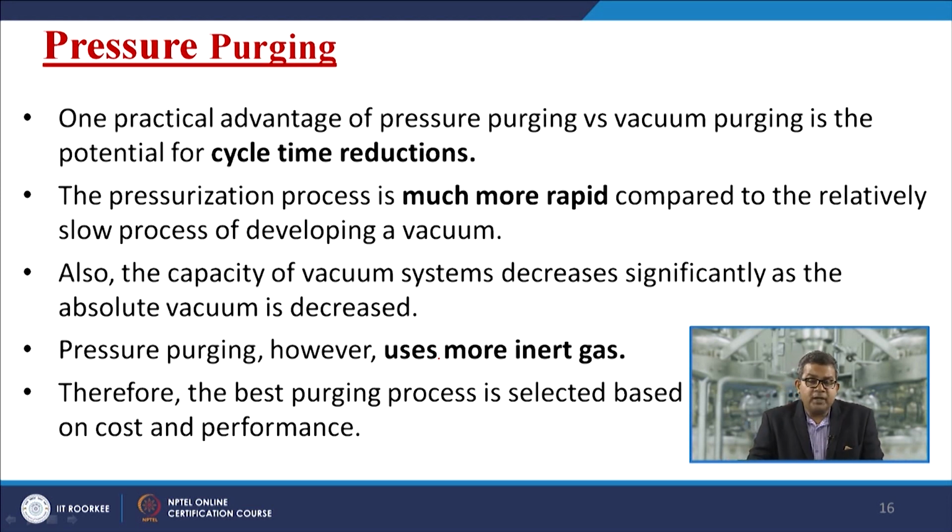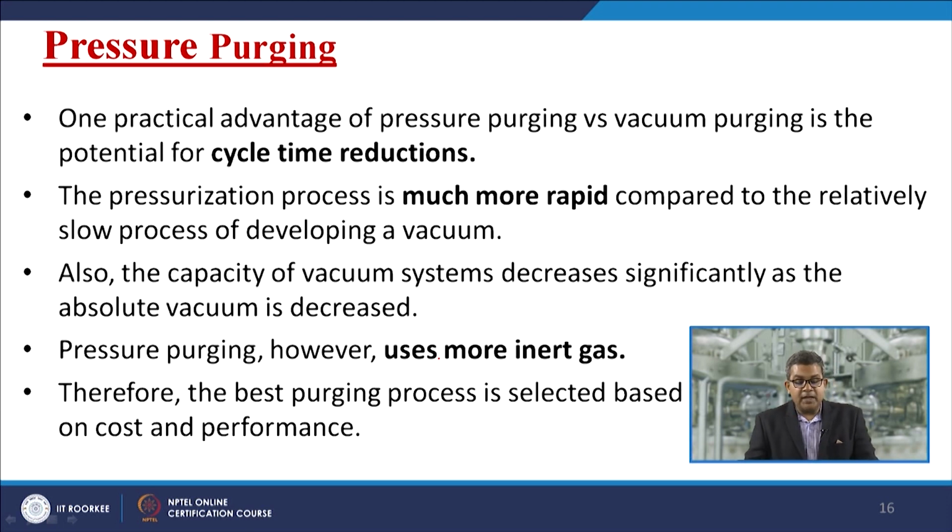Now, there are many advantages and disadvantages associated with pressure purging. One practical advantage of pressure purging versus vacuum purging is the potential for cycle time reduction. The pressurization process is much more rapid compared to the relatively slow process of developing a vacuum. Also, the capacity of a vacuum system decreases significantly as absolute vacuum is decreased. Pressure purging, however, uses more inert gas compared to the vacuum one.